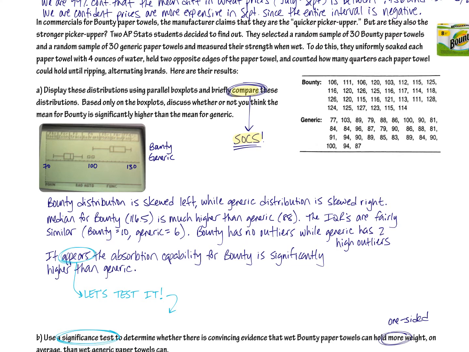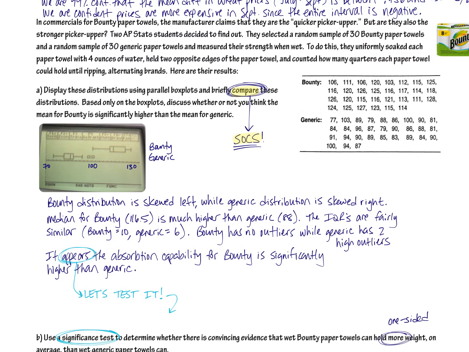So we've got some AP Stats students who decided to find out which of the paper towels are better. What they're doing is they're soaking these paper towels with 4 ounces of water. And then they're holding 2 opposite edges of the paper towel and they're counting how many quarters each paper towel can hold until ripping, alternating brands. So here are the results, and it appears just by glancing at the numbers that Bounty can hold a lot more quarters than generic can.